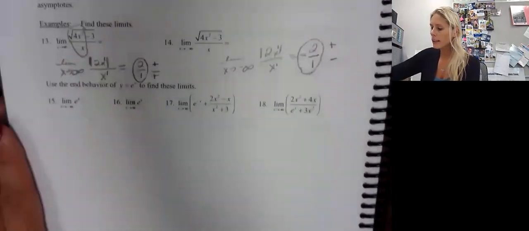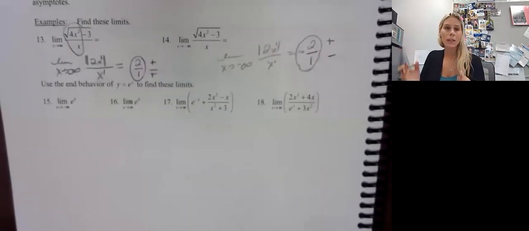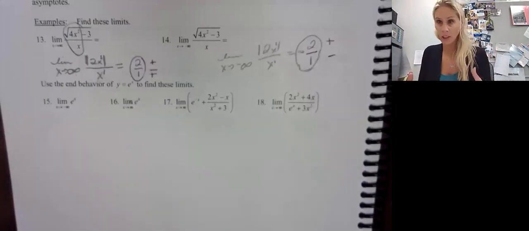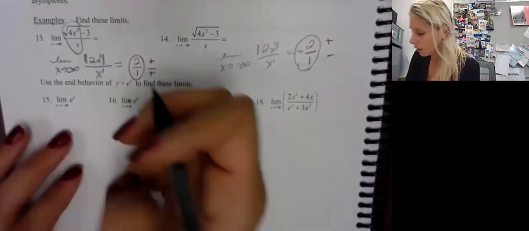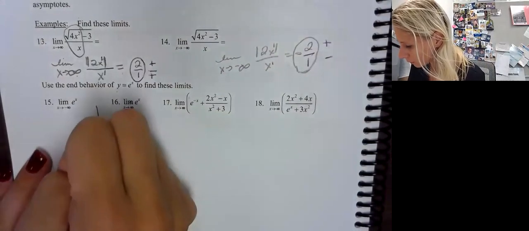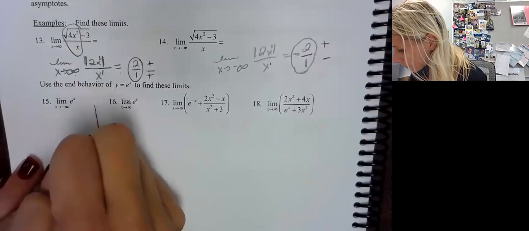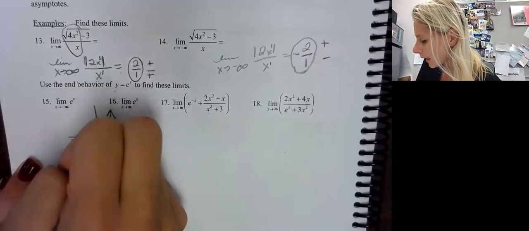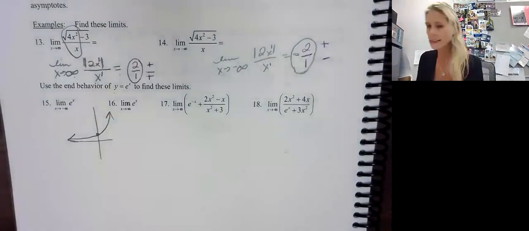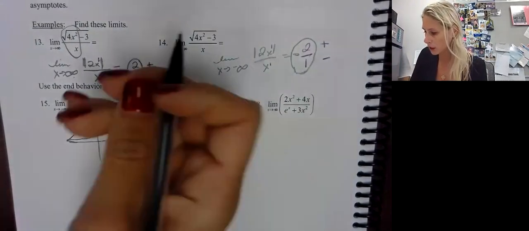All right, now we're looking at e to the x. Sometimes the easiest way to do that, especially with just the function e, is to look at the graph. E, of course, goes through (0, 1). We have a horizontal asymptote at 0, and our right side goes to infinity. So right away, we can answer these questions.